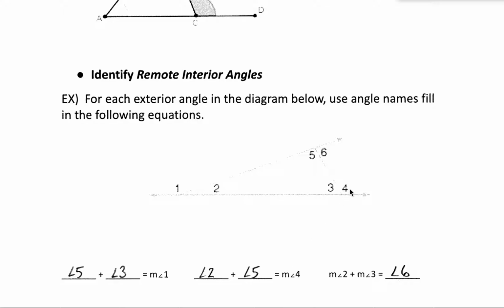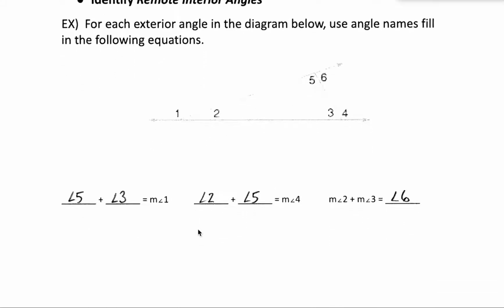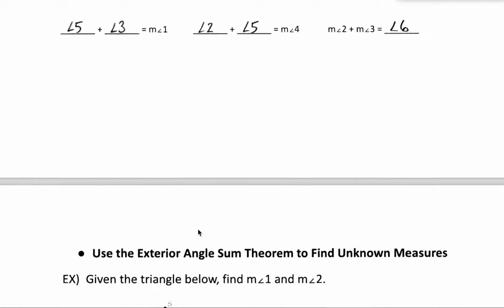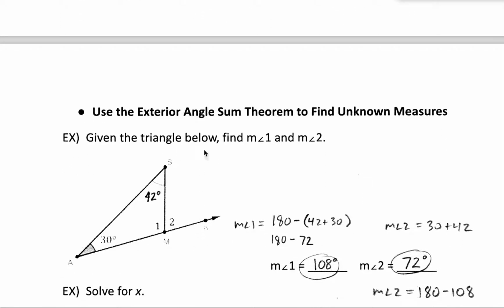And one last time, let's just flip the question. 2 and 3, if I add those together, if they were remote interior angles, what would they correspond with? Well, they would correspond with 6, that outside angle. 2 and 3 are the farthest inside angles away from angle 6. So now that we can identify those remote interior angles, we can start to use them to set up equations to solve for unknown measures.